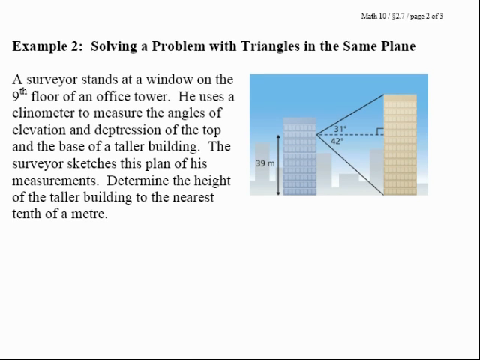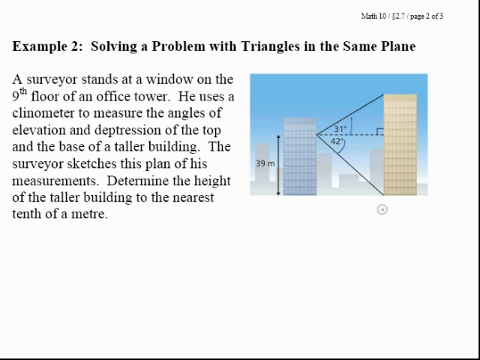Example 2. Solving a problem with triangles in the same plane. This means that they are flat. You can draw them on a paper. The last one was also in a plane. A surveyor stands at a window on the 9th floor of an office tower. He uses a clinometer to measure the angles of elevation and depression of the top and the base of the taller building. That means that he measured this angle 31 and angle 42 degrees with an instrument, which I'll show you in class. The surveyor sketches this plan of his measurements. Determine the height of the taller building to the nearest tenth of a meter.